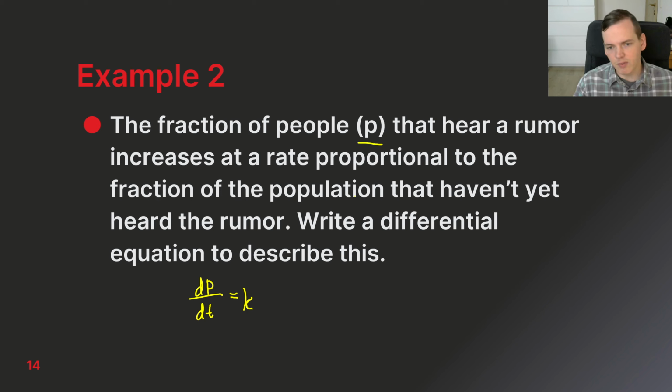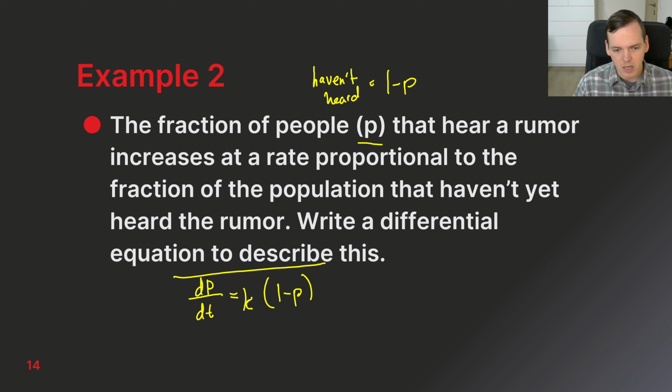Well, if this is the fraction that have heard the rumor, haven't heard is equal to 1 minus p. And that's just because, you know, if a fraction of people have heard, however many, 1 minus that much is how many haven't heard. So we have k times (1 minus p). So here's a differential equation that describes how many people have heard. Basically, the more people that haven't heard, the faster people learn about it. And that kind of makes sense.